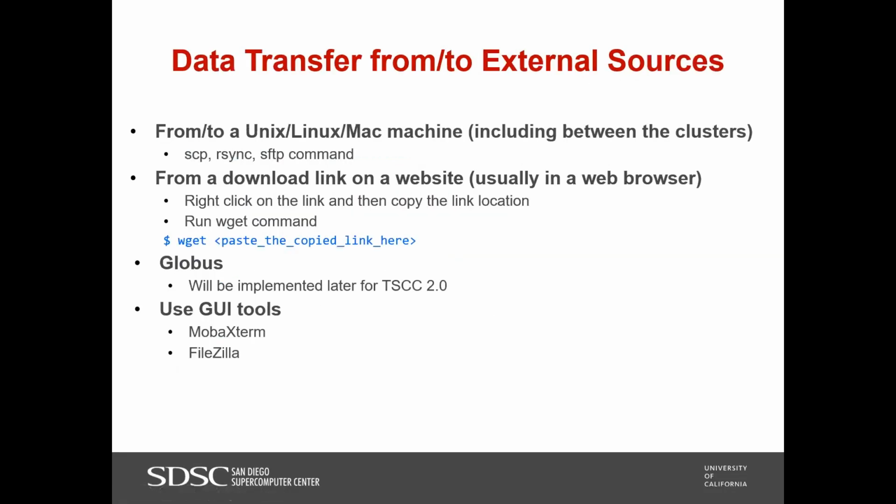Of course, during the TSCC 2.0 test cluster period, you can transfer your data from any other external sources, still using those commands I just introduced, or you can download a link from a website with the wget command. For now, Globus is not ready yet, so we will have it done later, but not now. And you can also use some GUI tools to transfer files, like the GUI in MobaXterm, or FileZilla.